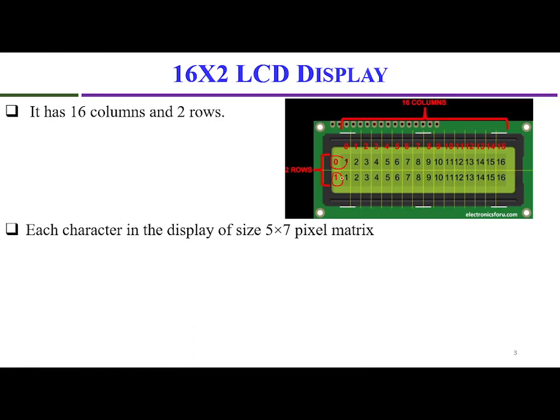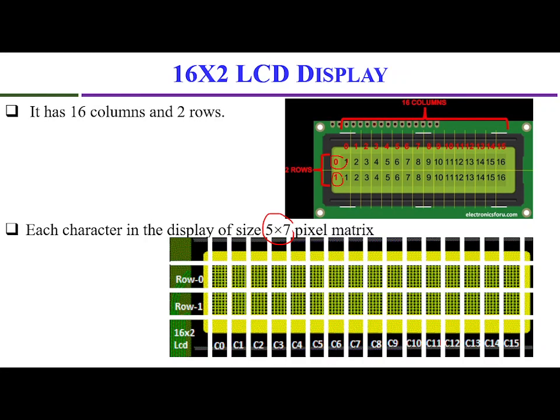Each character in the display is of size 5 by 7 pixel. Here you can see the column, it will display message in the form of 5 by 7. Same with second column, third column, and so on. Row 0 has a total of 16 columns, row 1 has a total of 16 columns, and each column will display a single character of size 5 by 7 pixel matrix.